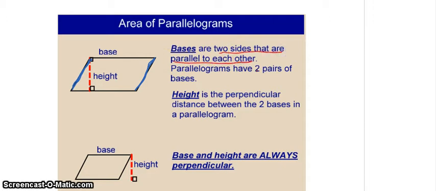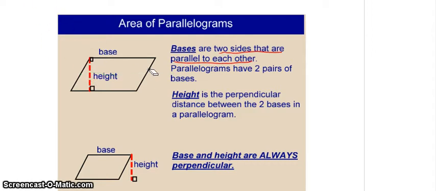Height is the perpendicular distance between the two bases. And this will be the case with any figure. Height is always that perpendicular distance between any two bases. So we actually have two heights in any parallelogram because you have two pair of bases. I could also draw a height that's perpendicular to these two bases. It's a little harder to draw sideways like that. But there are two heights because there's two pair of bases.